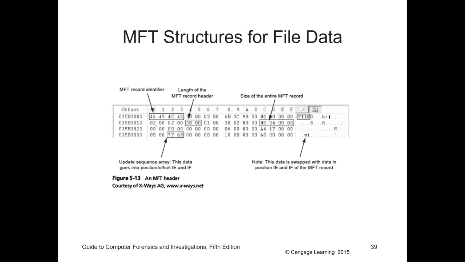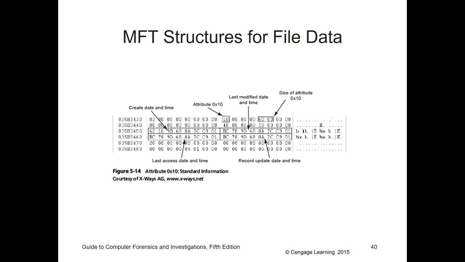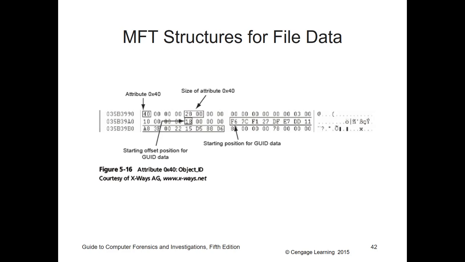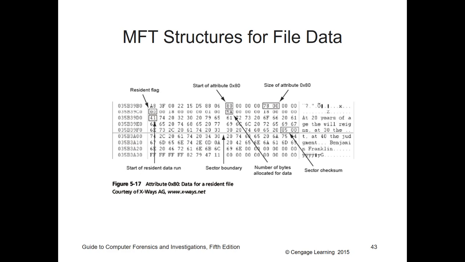So here we have, again, an MFT record identifier. Here we have the appropriate length. Here we have the appropriate size, and here we have the update. Again, here we're looking at different types of attributes in the hexadecimal. We're looking at the last access date and time, and the last time a record was updated. In depth again, we're looking at the hexadecimal version of it. And again, we're going to go through a lab to cover this a little bit better, because I don't like the way our author just throws this out there. But going through it several times gets the point across.